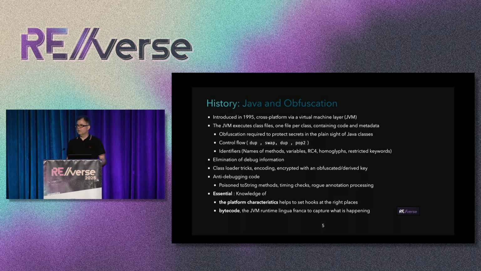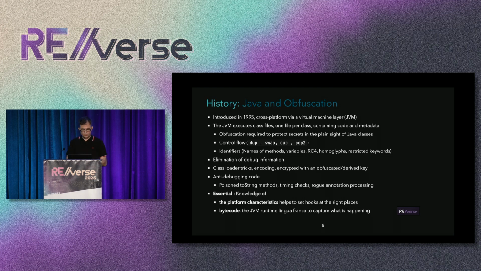Control flow. Well, you had all this nice instruction where you could confuse the stack and the tools, the dup, swap, dup, pop2. You had identifiers which you could mangle, like names of methods, with identifiers, put them into RC4, get some nice names, homoglyphs, restricted keywords. You can remove the debug information. There are class loader tricks, XOR class loaders, encrypted class loaders, all this kind of stuff. You can have anti-debugging code like poison, toString methods, timing checks, annotation processing.